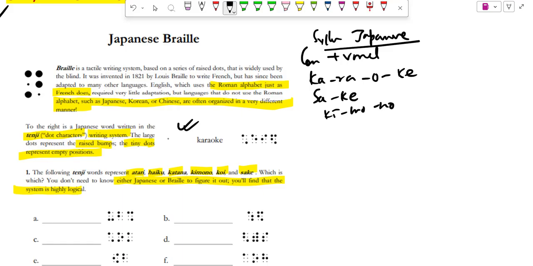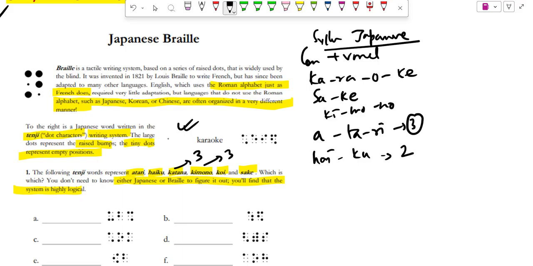Each Braille cell is one syllable, not one letter. This is the single most important insight. So count the syllables in the given words: atari is a 3-syllable word, and haiku is 2. Katana, kimono, koi, sake. Haiku is hai and ku.